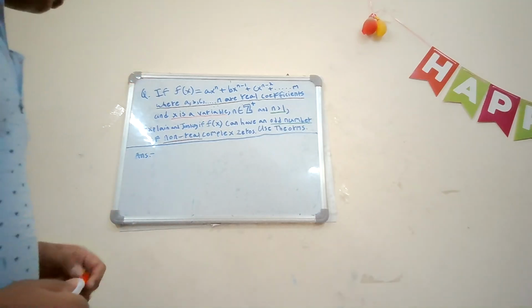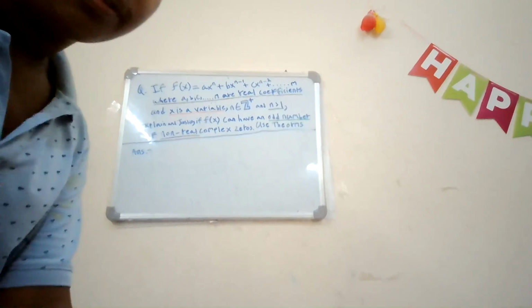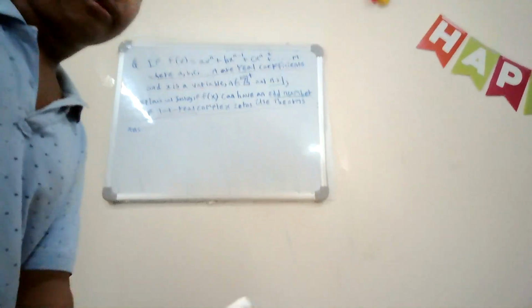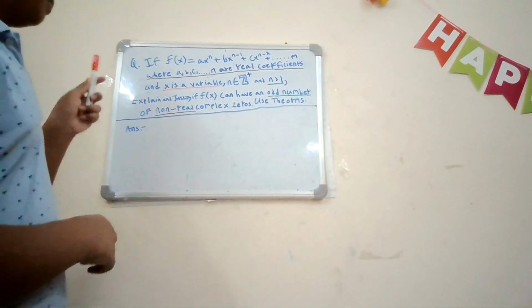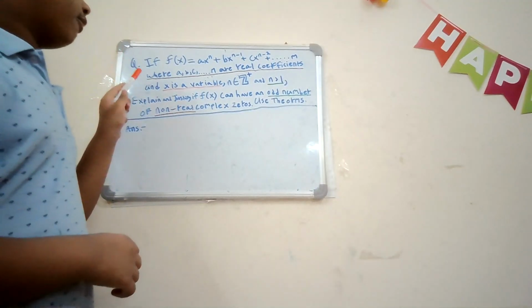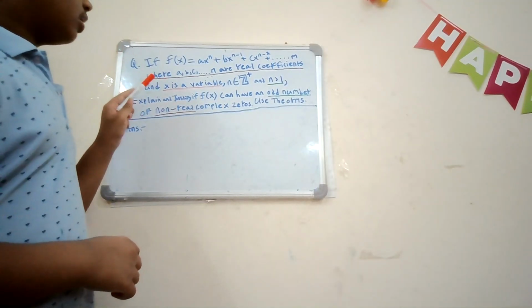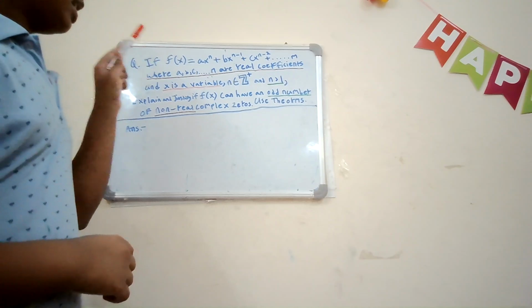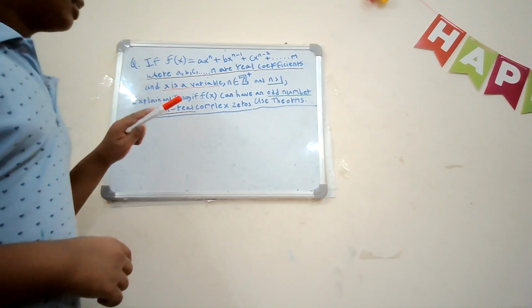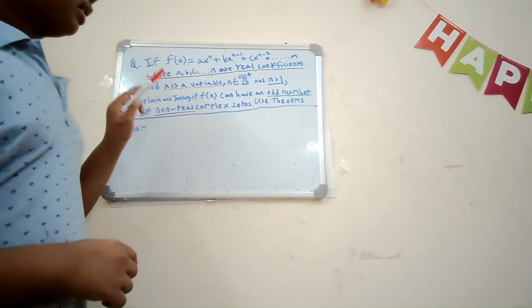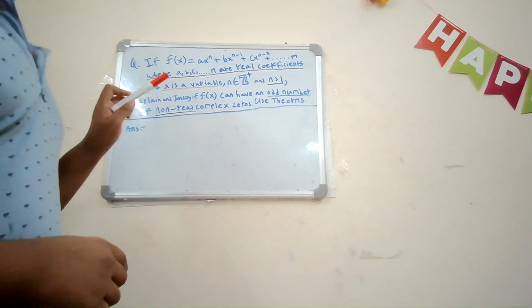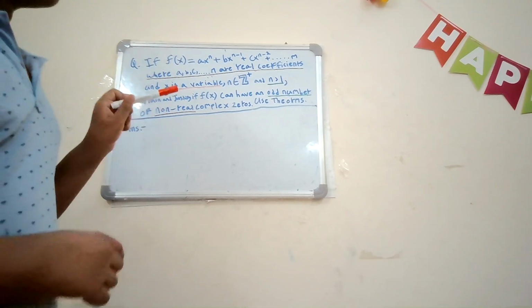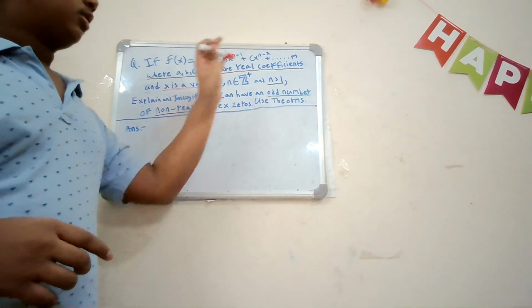Before you do this question, pause the video and try to solve it yourself. It says if we have a function f of x equal to a times x to the power n, plus b times x to the power n minus 1, plus c times x to the power n minus 2, plus, all the way up to m.